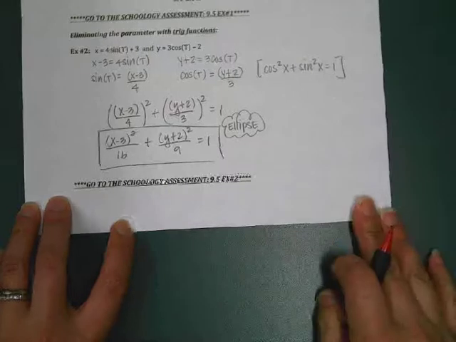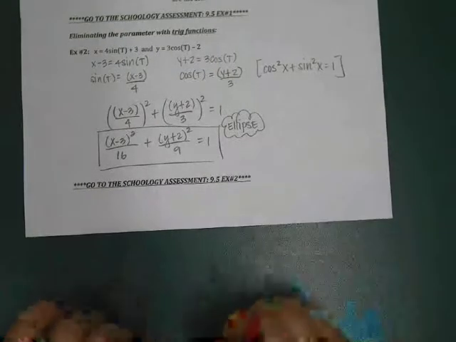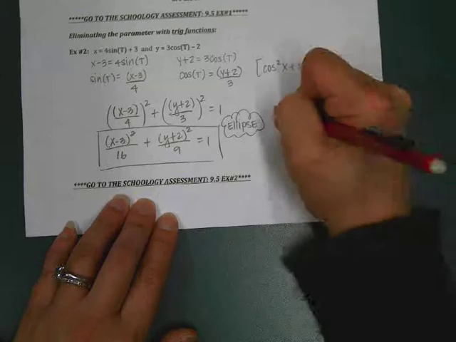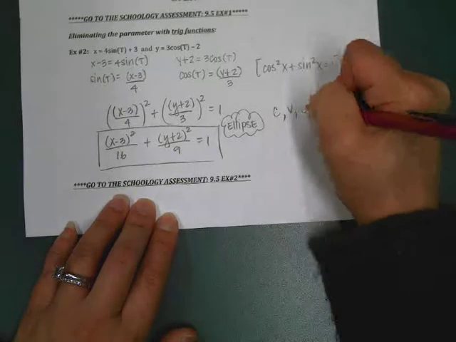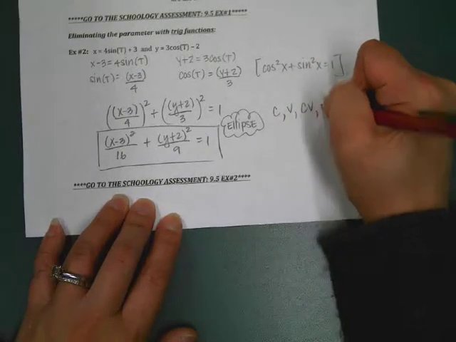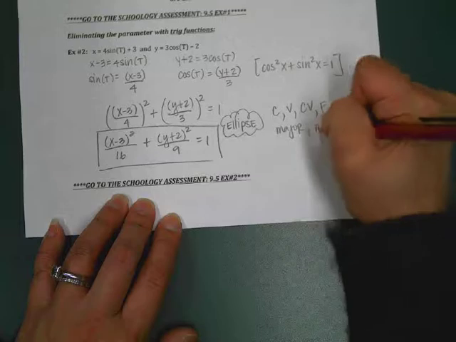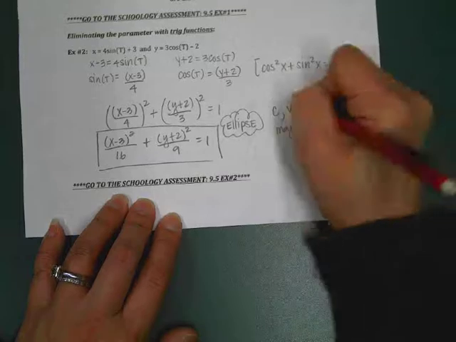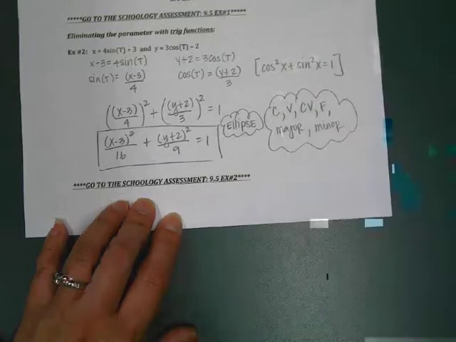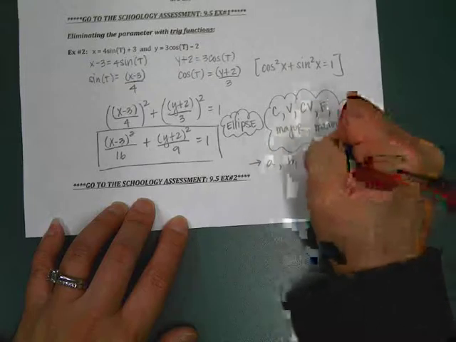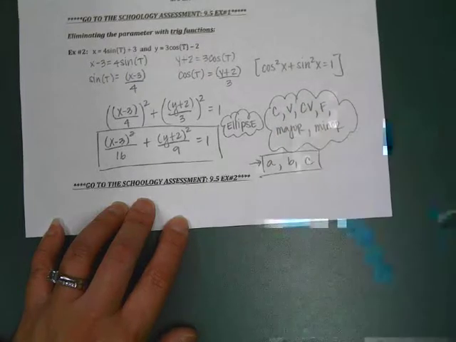So on the test, after you solve for the actual equation and you know what type of conic section it is, you're still going to have to list all of the properties of it. So for this one, you would have to list your center, your vertices, your co-vertices, your foci, your major axis, and your minor axis. So hopefully you still remember how to find all of those, right? And it uses your A, your B, and your C values.